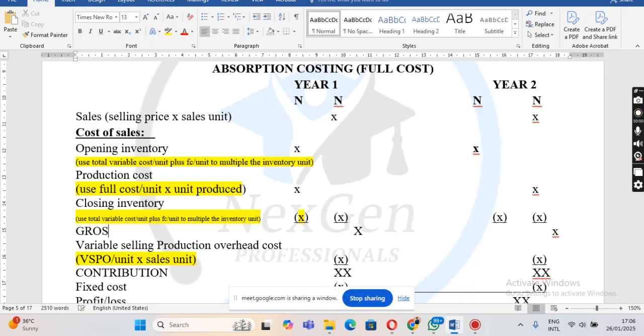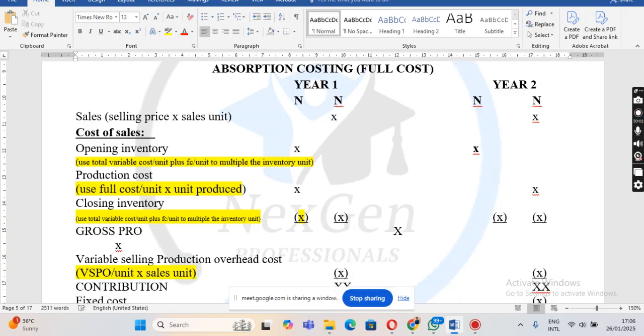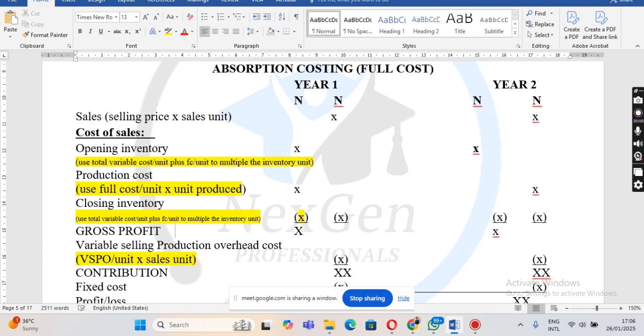Here will now be gross profits, class. Here will now be what? Your gross profits. Okay, now if that is established, the same thing applies to year two as well. Let me put this here.